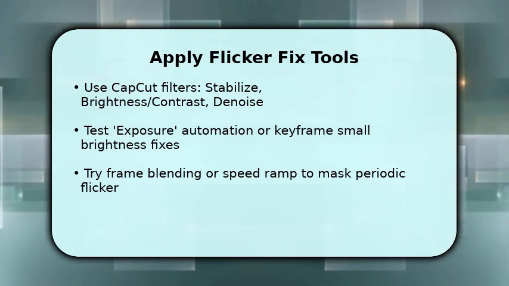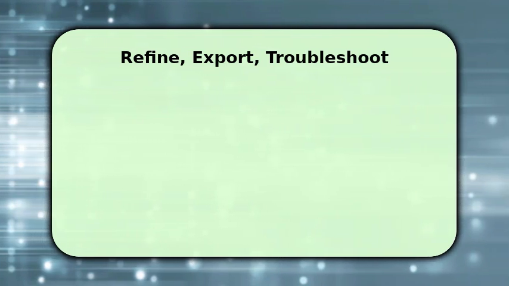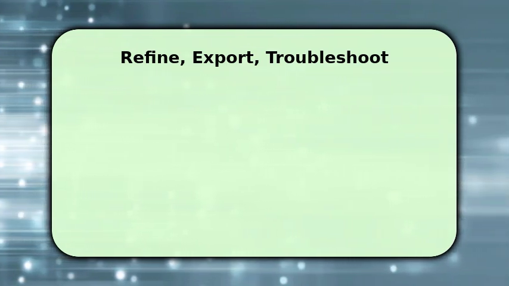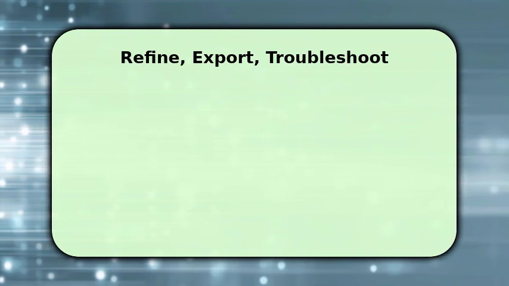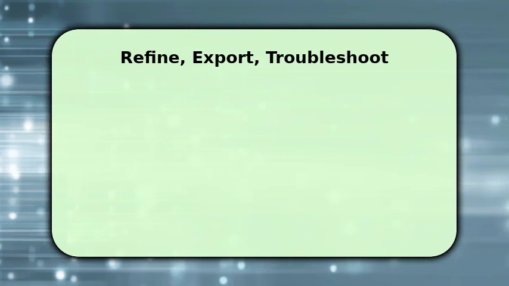You finish by refining adjustments. Zoom to 100% preview, play at normal and half speed to catch residual flicker. Once satisfied, export a short test segment using original frame rate and a high-quality codec to confirm fixes translate to file.